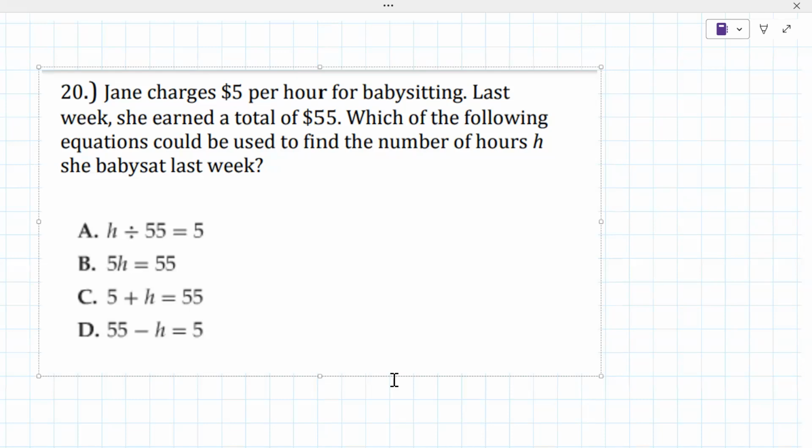All right. Do you have an answer for me on this one? It's B. That is correct. And how many hours did she work? 11. She worked 11. Yeah. All right. Are you doing any percentage problems? Yes. Okay.